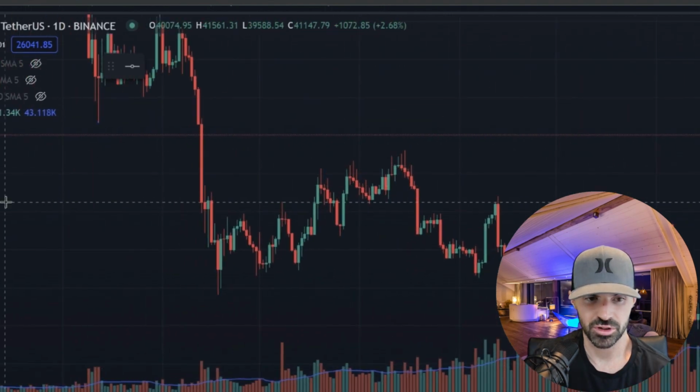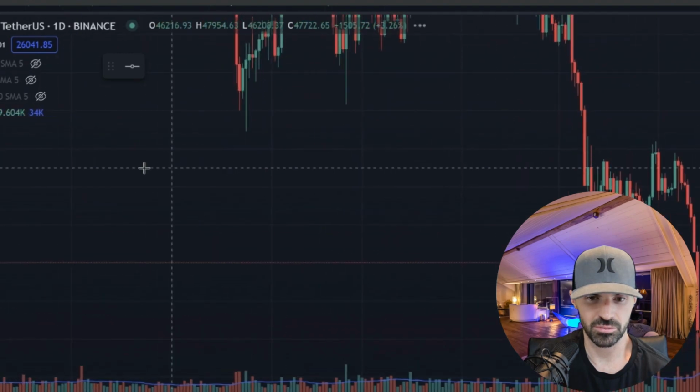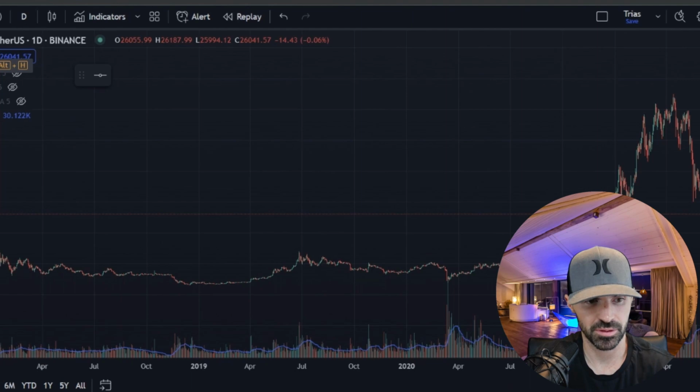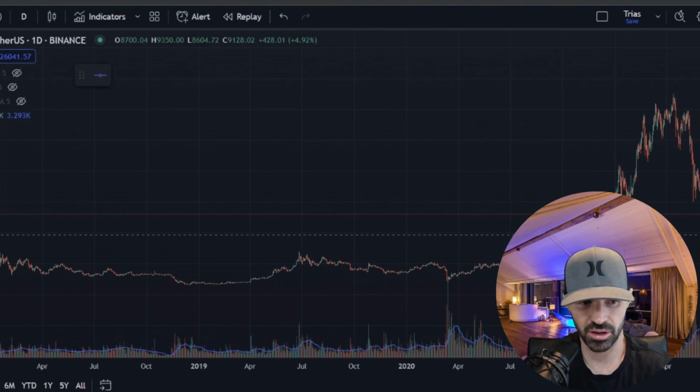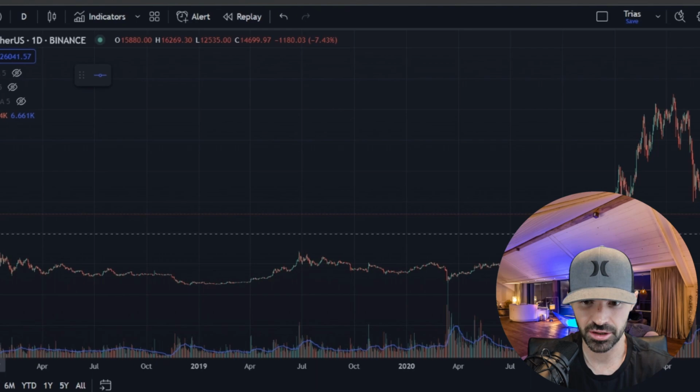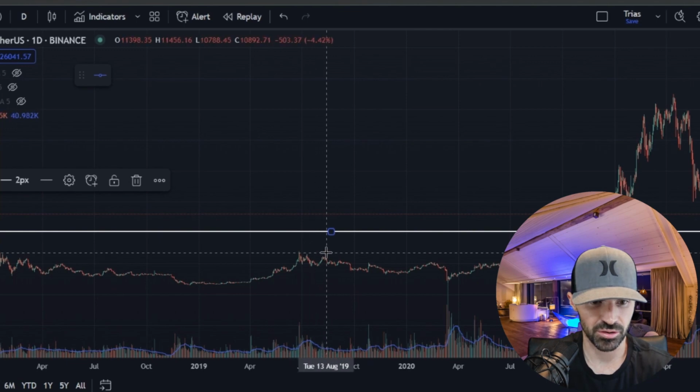So I'll just go back through the charts and show you some more examples. I'm just going to draw in some support and resistance lines. This was the previous all-time high back in 2017, and it roughly hit about 20,000. So I'll just roughly draw in that line there. And this would be another resistance line here at about 14K.